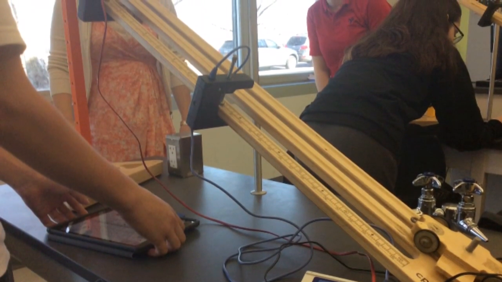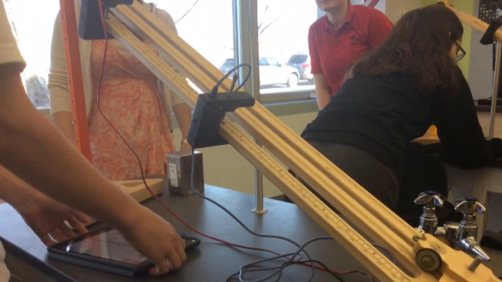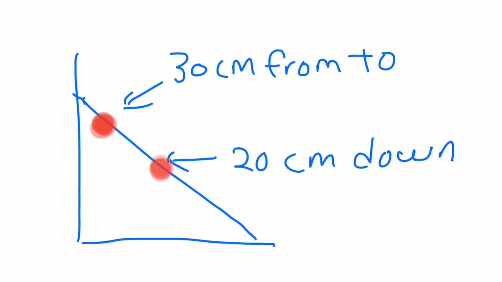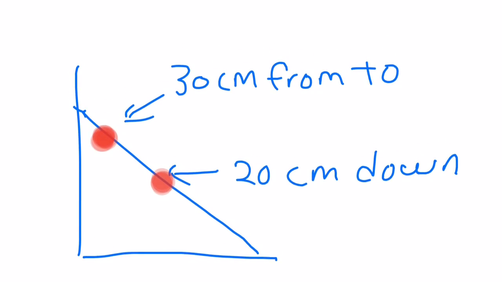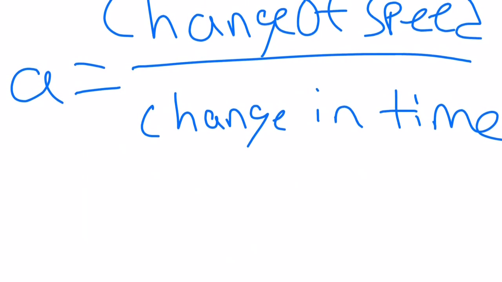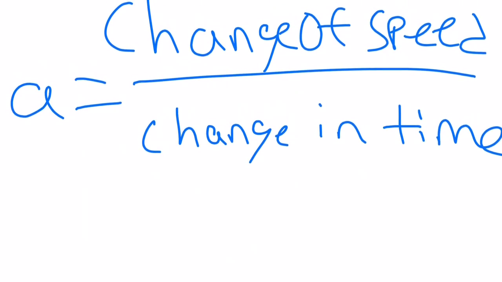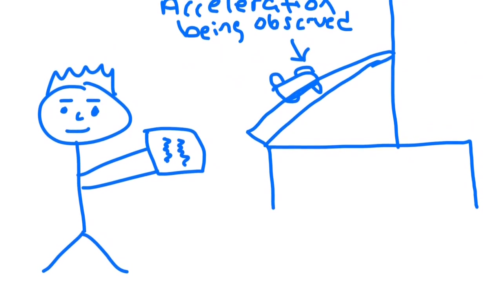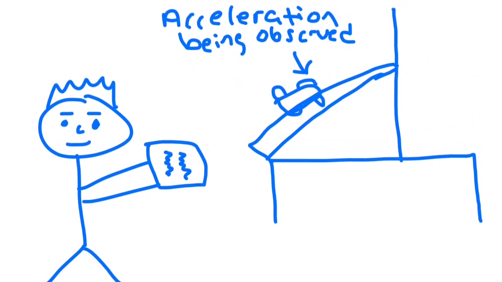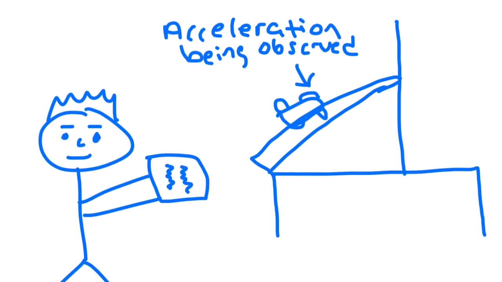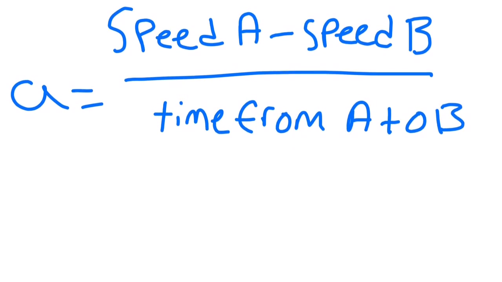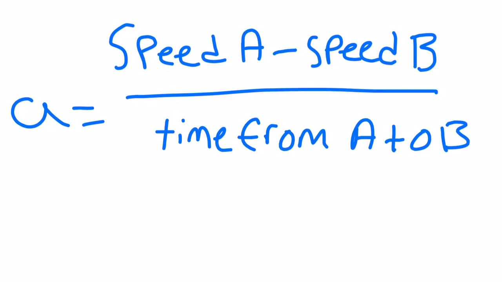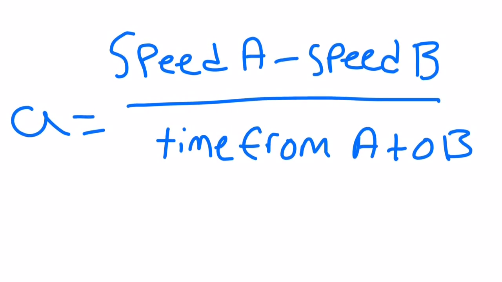To investigate the acceleration, the angle of the ramp stayed the same. Photogate A was placed about 30 centimeters from the top, and photogate B was placed another 20 centimeters down. The acceleration of the car was calculated by dividing the change of speed by the change in time. The acceleration was observed after 3 trials, moving the photo gates into different positions 20 centimeters apart. After every trial, the acceleration was recorded using the formula speed at B minus the speed at A over the time from A to B.